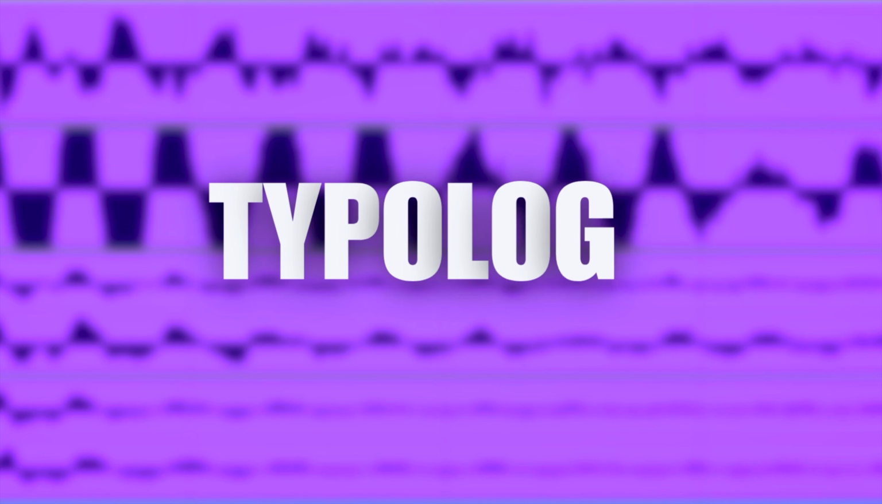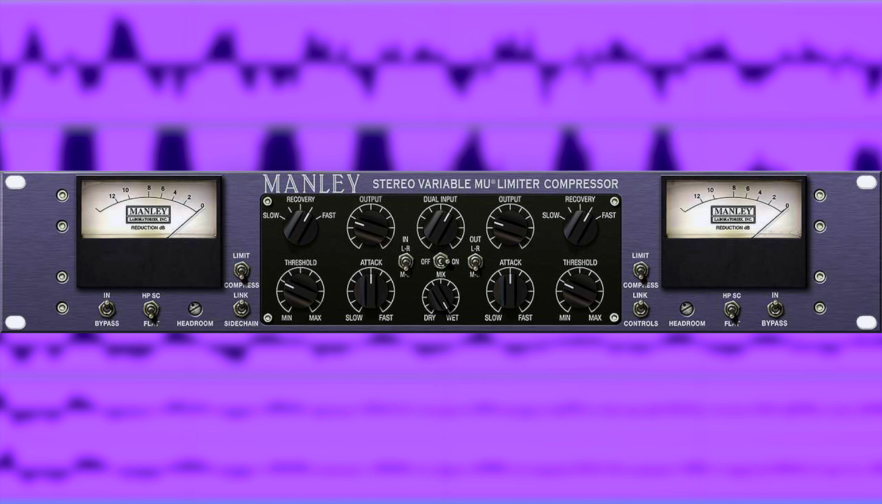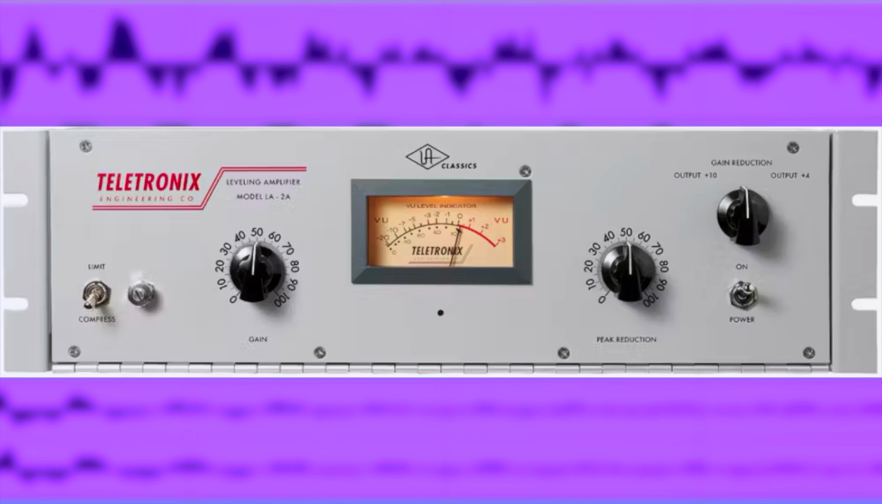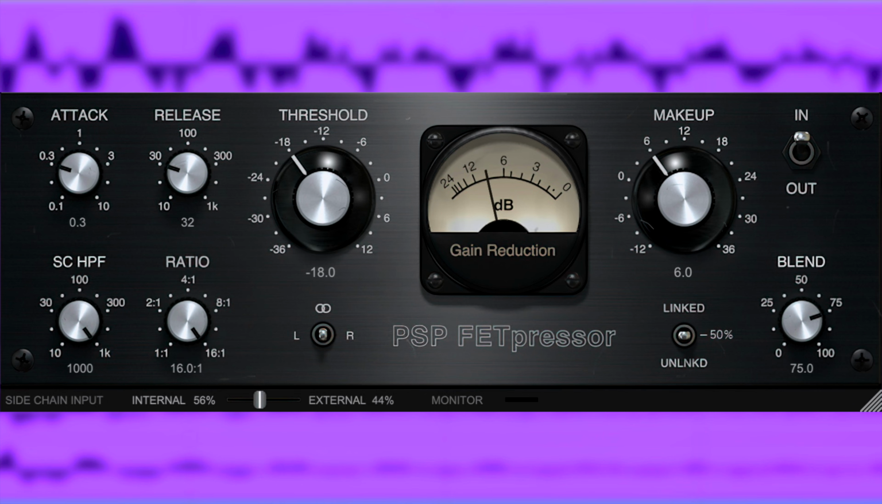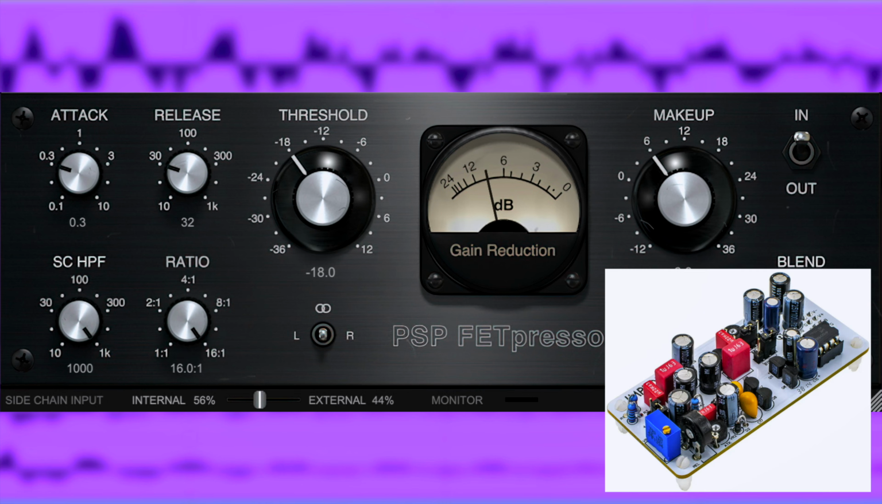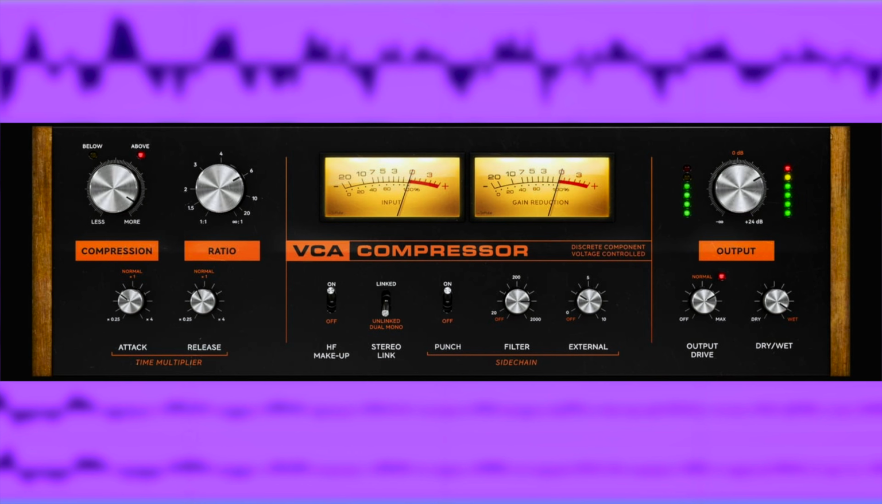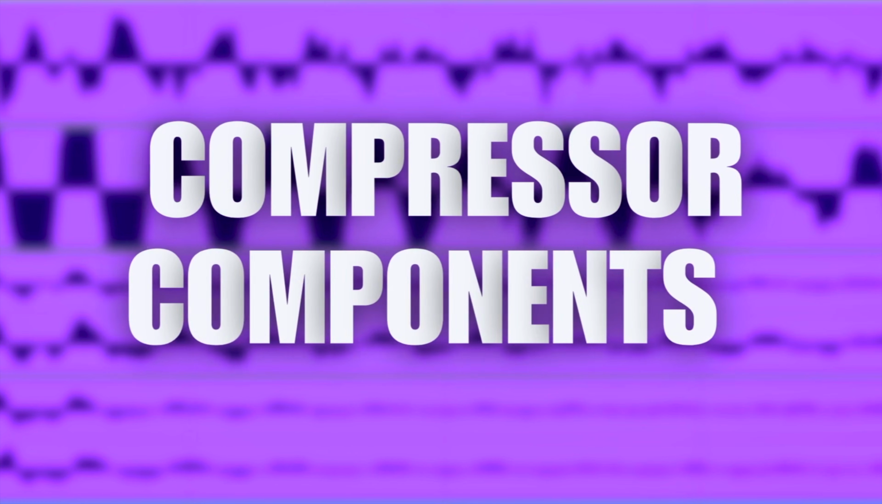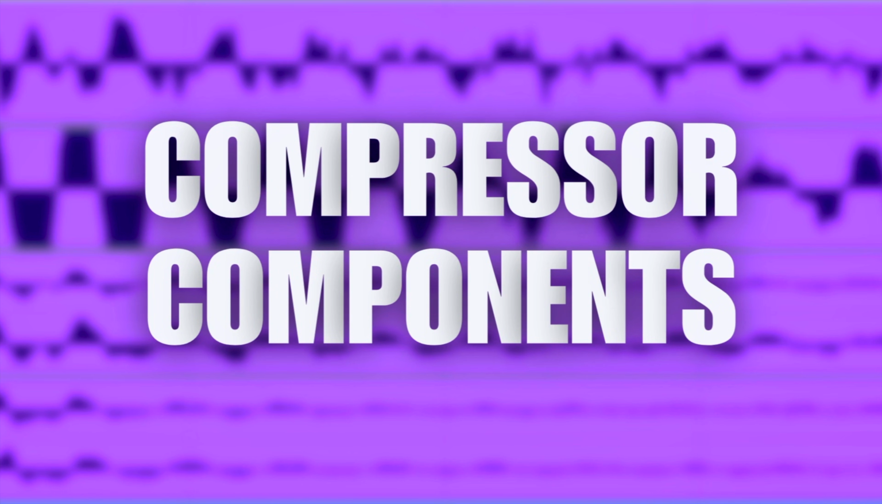First and foremost is its typology, what type of compressor it is. If it's a Vari-Mu compressor, it uses tubes to control the gain reduction. If it's an optical compressor, it uses light bulbs. If it's a FET compressor, it uses a transistor. And if it's a voltage control amplifier, VCA compressor, it also uses a transistor. Next would be the rest of the components that are used inside that compressor.